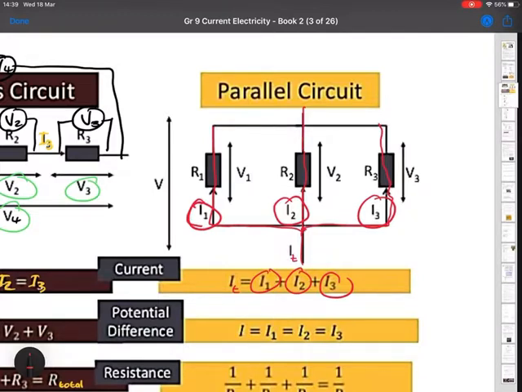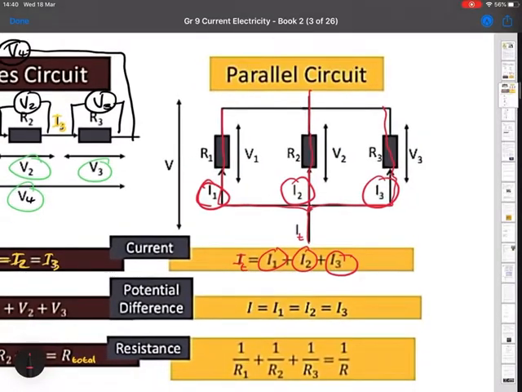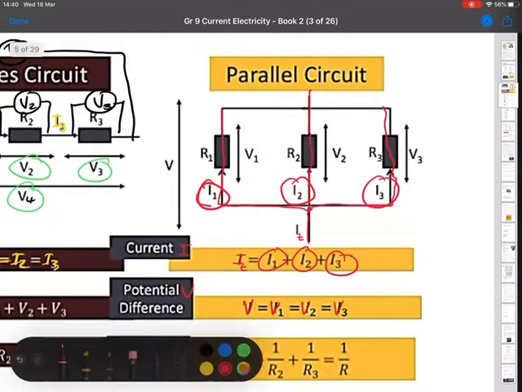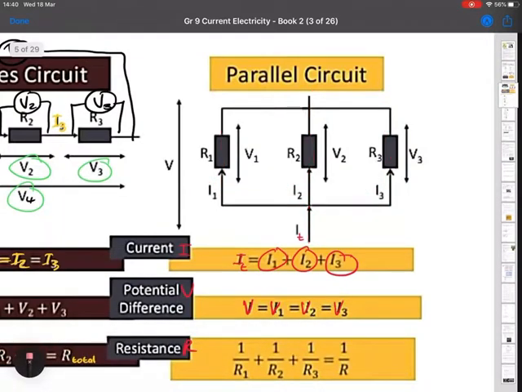If you want to call that I with a little baby t below it, subscript t, you can do that. So total current is equal to current going through resistor 1 plus current going through resistor 2 plus current going through resistor 3 in a parallel circuit. There's a mistake here for potential difference. Remember, the symbol for potential difference is a V. Symbol for current is an I and resistance is an R. So this, guys, please make this be V is equal to V1 plus V2 plus V3.